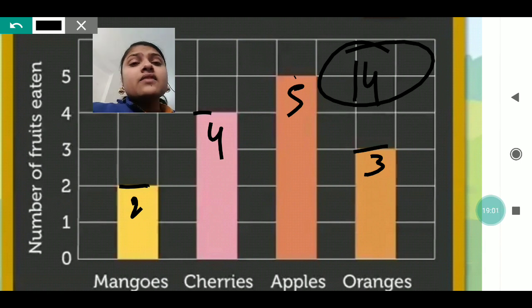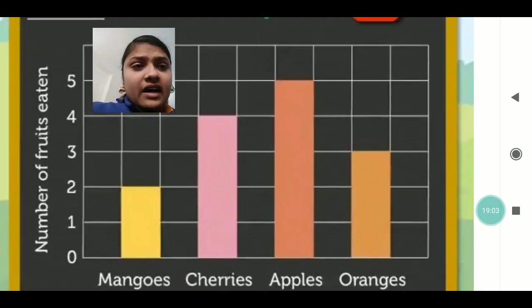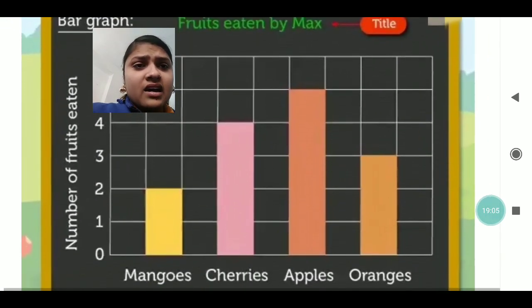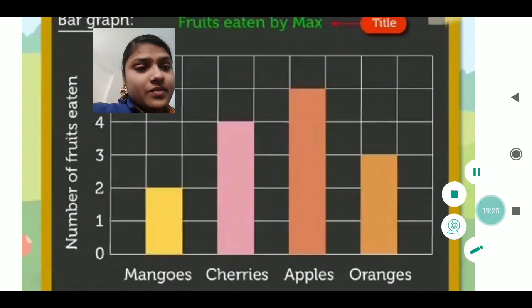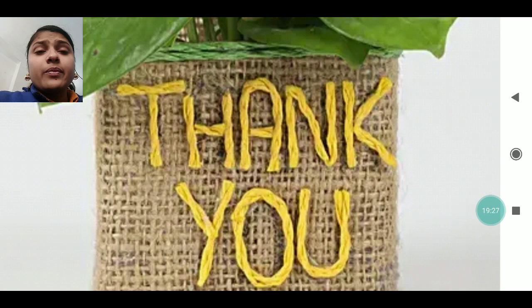So like this we represent the data with the help of different bars. Upside we will write the fruit with the maximum number. Which fruit is the maximum, we know that is apple, and which fruit is the least, that is mango, and the total number of fruit is 14. So this is how we represent the data with the help of symbols, pictures, and even by the bars.